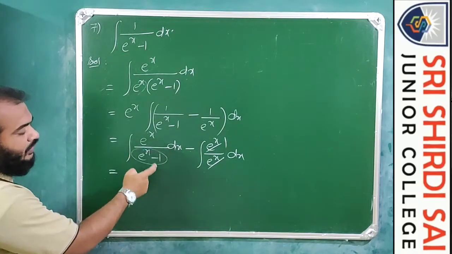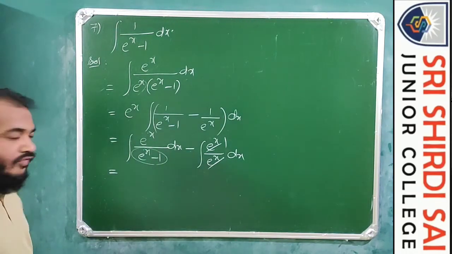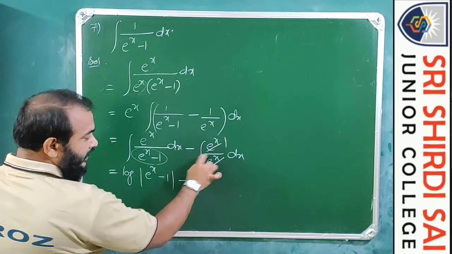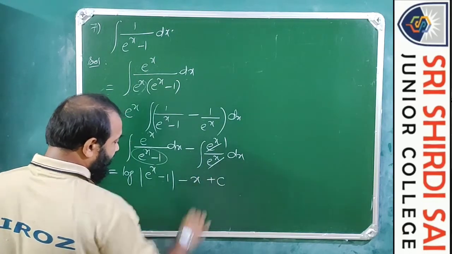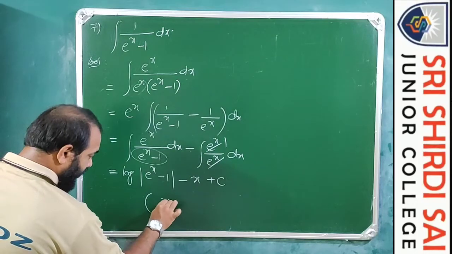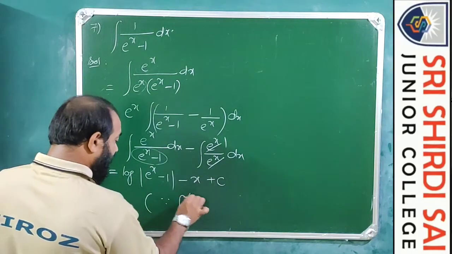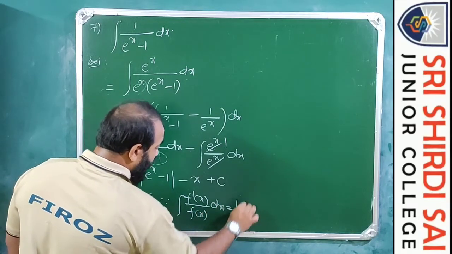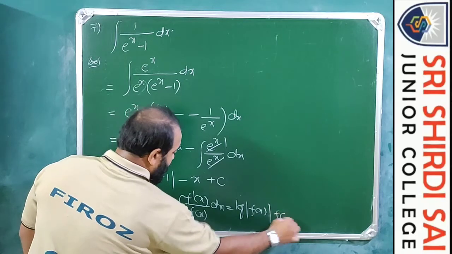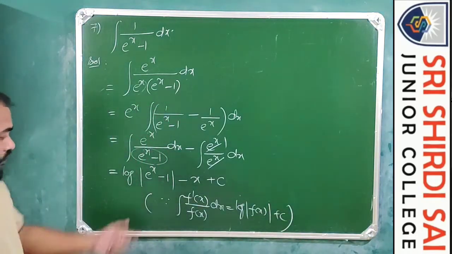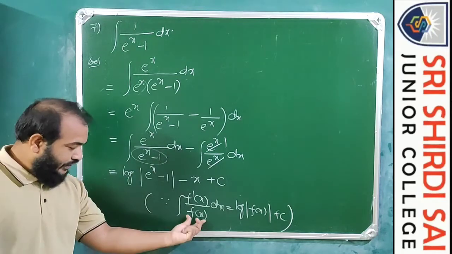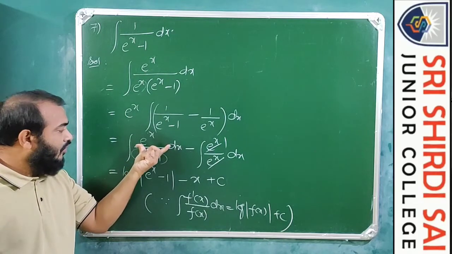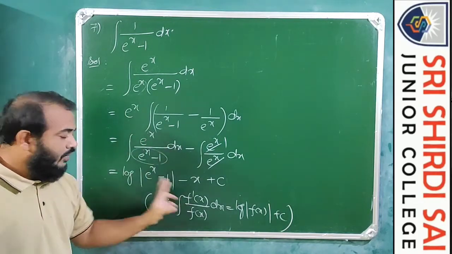So integral f dash x by f of x dx is, we know, log mod f of x. So log modulus of e power x minus 1 minus integral 1 dx is x plus constant of integration c. So this we have written on the basis of integral f dash x by f of x dx is log modulus of f of x plus constant of integration c. So e power x minus 1 is f of x, e power x minus 1 derivative is e power x, which is f dash x, which is situated on the numerator. So the formula is this.